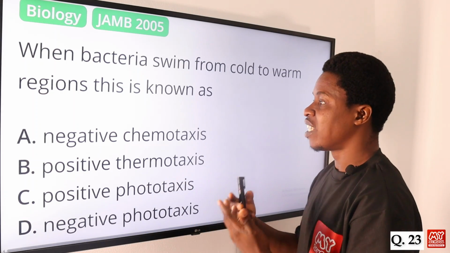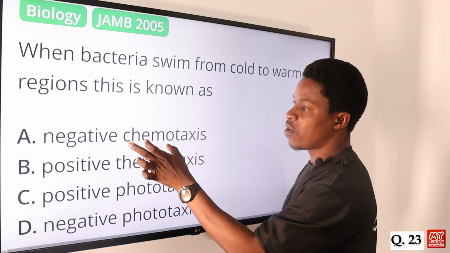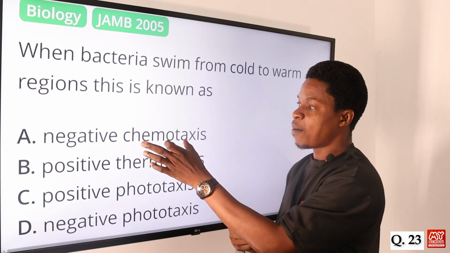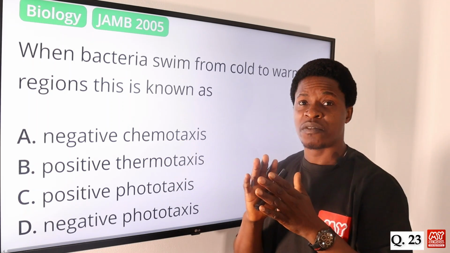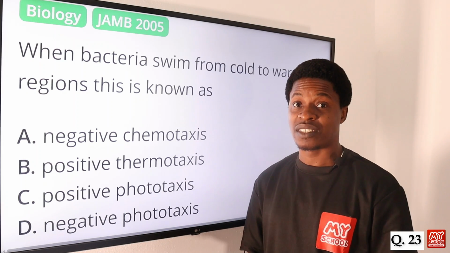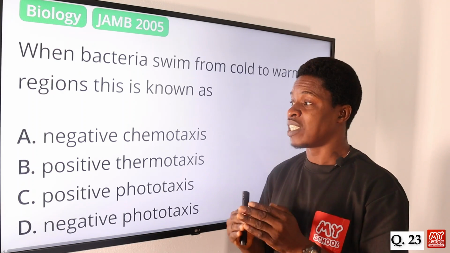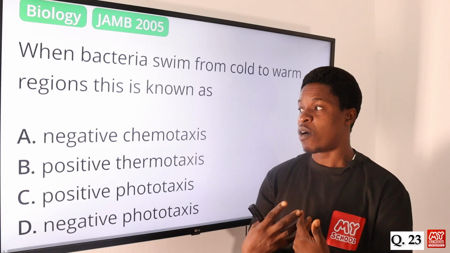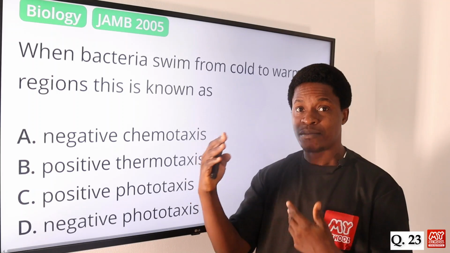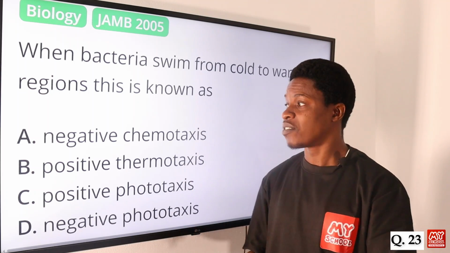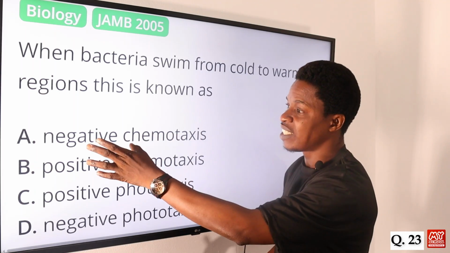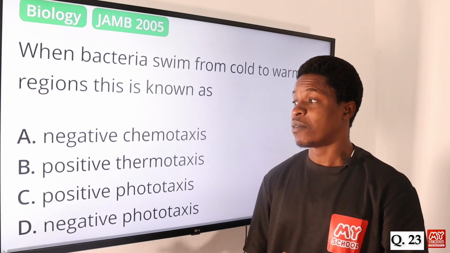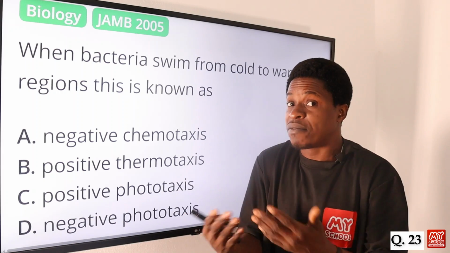Look at option A, it says negative chemotaxis. Chemo came from the word chemicals. So chemotaxis is a form of directional movement of cells, where organisms begin to move towards or move away from chemicals, maybe from plants or the surroundings. So that is chemotaxis. When we talk about negative, it is negative when they begin to move towards, it becomes negative. They're moving away, it becomes positive, depending.